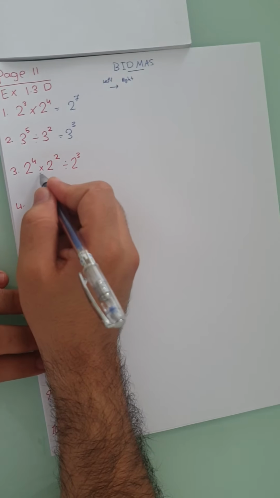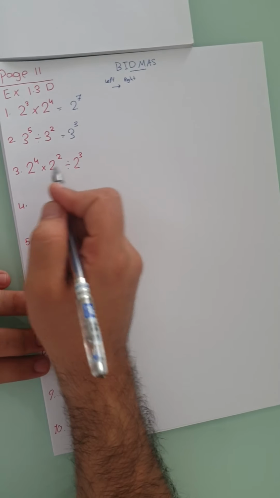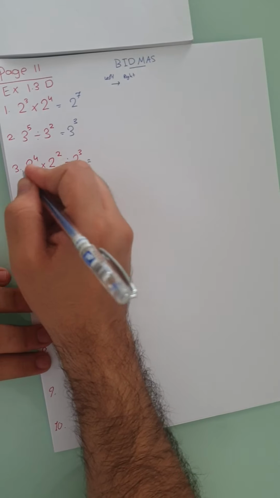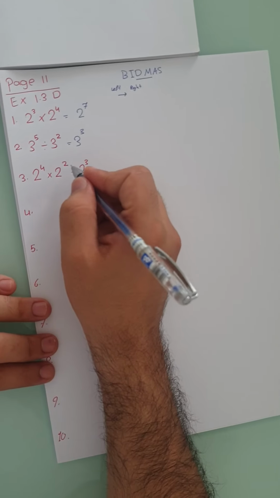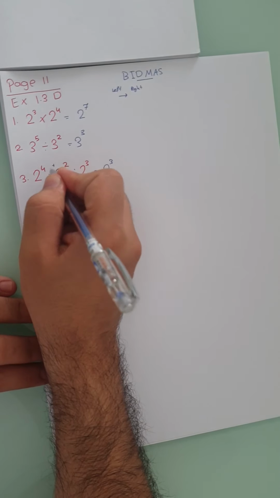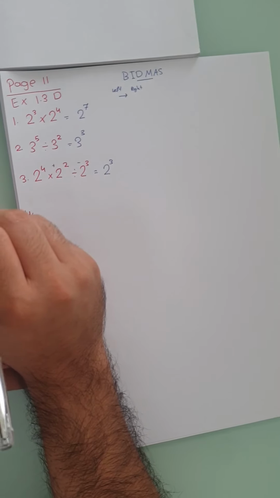Okay, left to right. So here we have multiplication and division, and they are the same rank, so we start from left to right. So 4 plus 2, how much? 4 plus 2 is 6. And 6 minus 3 is how much? 3. So it's going to be 2 to the power of 3. Again, 4 plus 2, 6. 6 minus 3 is 3.